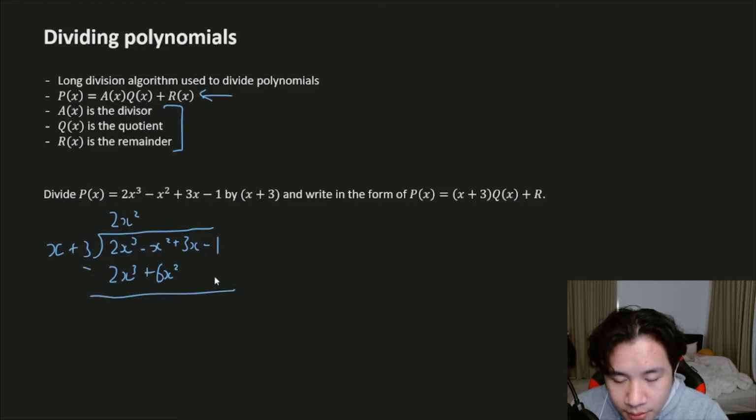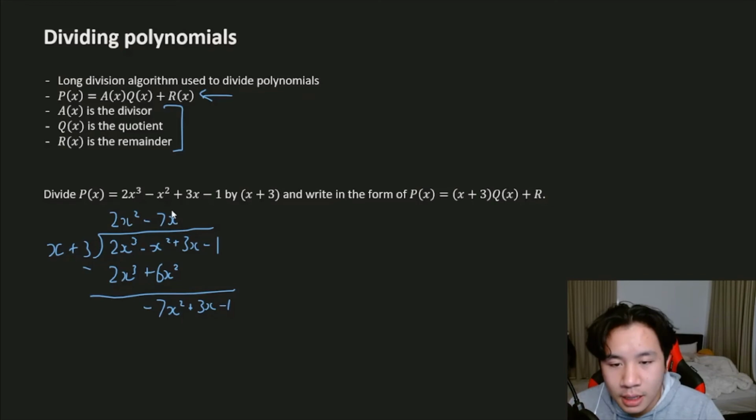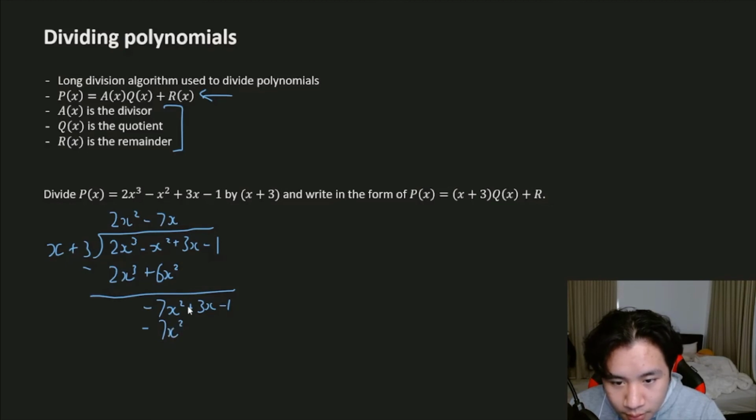Okay, you minus these two. These cancel out. This will give you minus 7x squared. And then the rest drop down. All right, rinse and repeat. So this divided by the highest power here, which will give you minus 7x. And then you want to times this minus 7x with the divisor. So minus 7x squared minus 21x. Minus these two, so 24x, which you get here, minus 1.